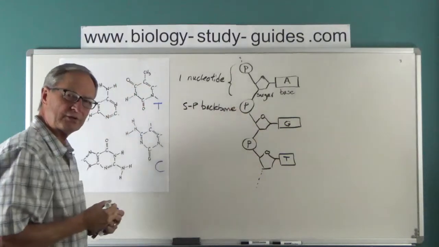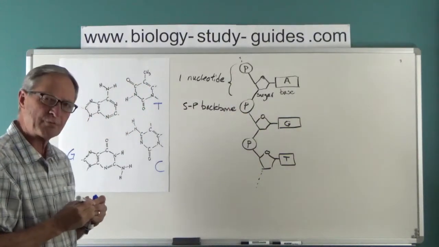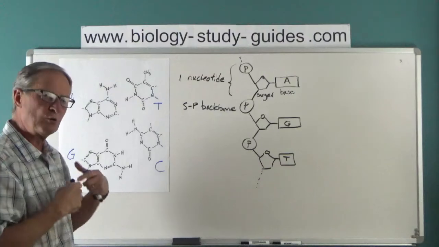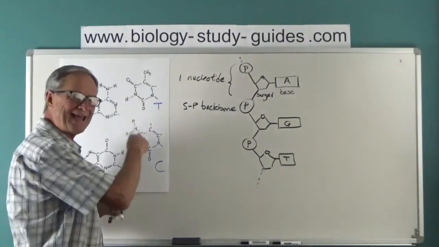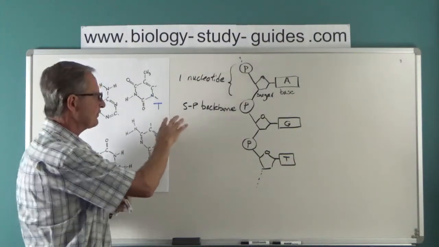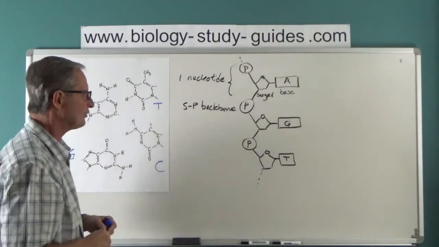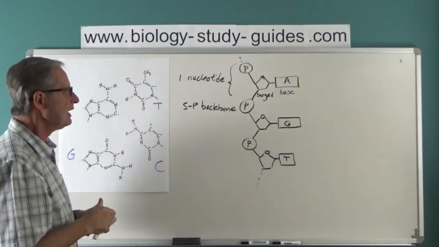If you think about it for a second, we had the word backbone before. We mentioned backbone with proteins, but proteins had an NCC backbone. So this is a sugar phosphate backbone. Just a central part of the molecule.